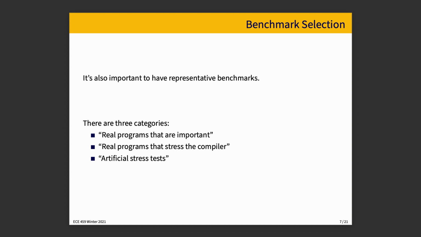The second category is real programs that stress the compiler. These are edge cases that perhaps don't behave like most Rust programs, but are important in quantifying the performance envelope. For instance, the encoding benchmark contains large tables. It's used for encoding symbols, fine. I don't even really know how to pronounce this.